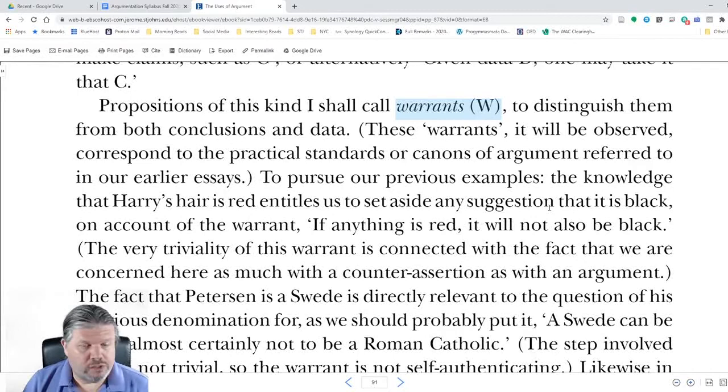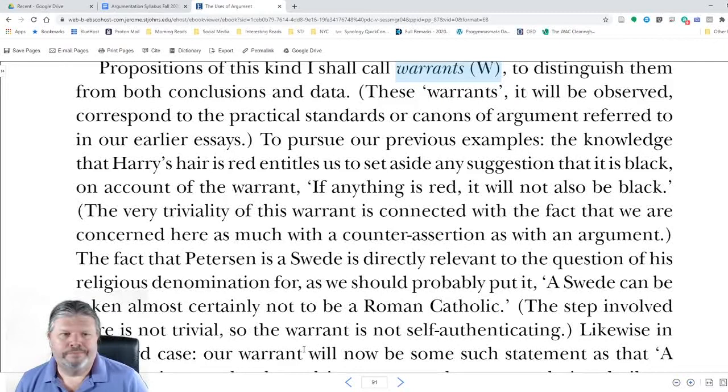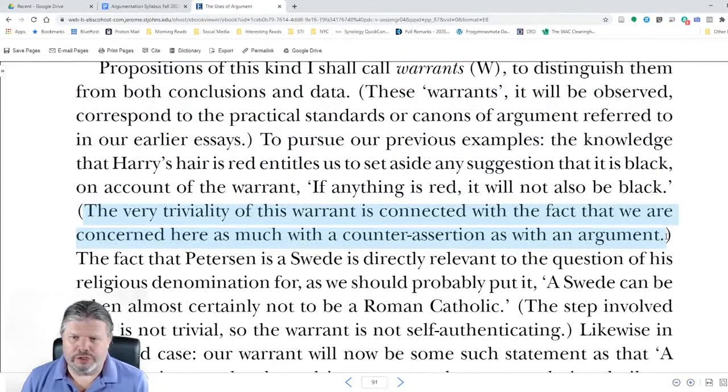Warrants are these kind of statements. The very triviality of this warrant is connected to the fact that we are concerned here as much with counterassertion as with an argument. So he's saying, look, we're dealing with this as a living thing. This is like a batter you have to stir. This is a thing that's alive. We're not dealing with an argument as a sterile kind of an artifact or a thing in a lab. We're dealing with it as it's done.